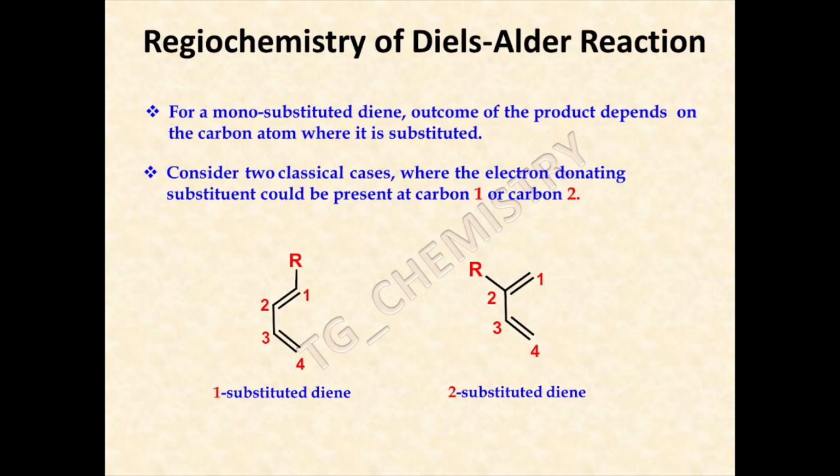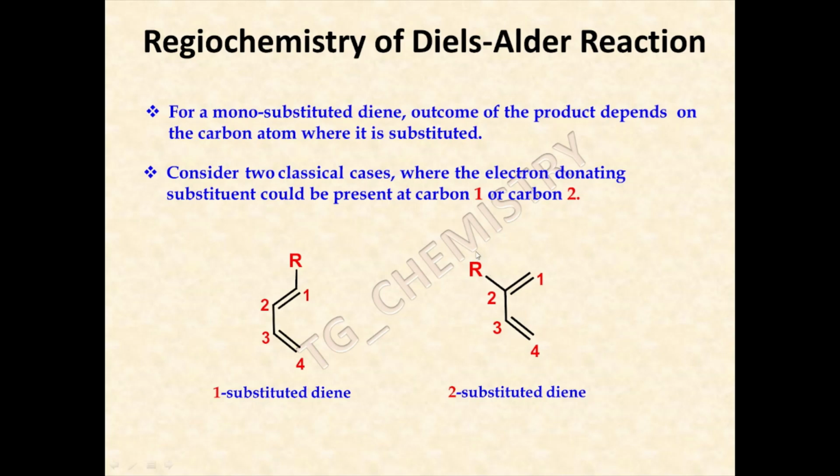Next comes a very important point, the regiochemistry of the Diels-Alder reaction. For a monosubstituted diene system, the outcome of the product depends on the carbon atom where it is substituted. If not substituted, then the situation is quite simpler, and it is a bit easier to predict the regiochemistry of the product in the Diels-Alder reaction. And in that case, you need to consider two classical cases, as I mentioned over here, where the electron donating substituent could be present at carbon 1 or carbon 2. Here this is the 1, 2, 3, 4 carbon. You can see for one substituted diene system, the R group is the electron donating substituent here, and the R group can be at the 2 position.